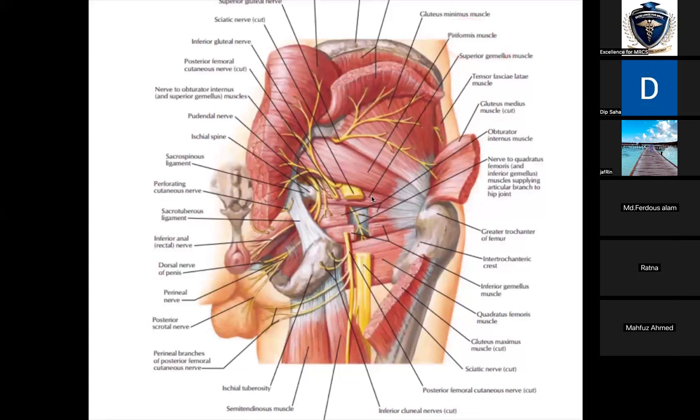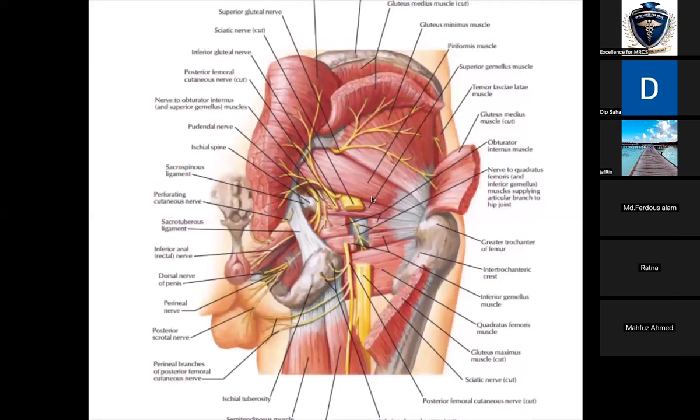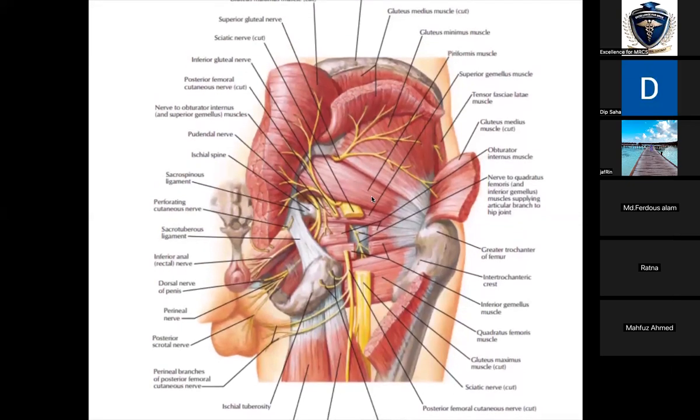What structures come above the piriformis muscle, and what structures come below it? That is important, but not all the structures are needed. Only the structures important for your exam. Above the piriformis muscle, which nerve? Everyone tell me. The superior gluteal nerve comes above the piriformis, and the root value is lumbar 4 to sacral 1.